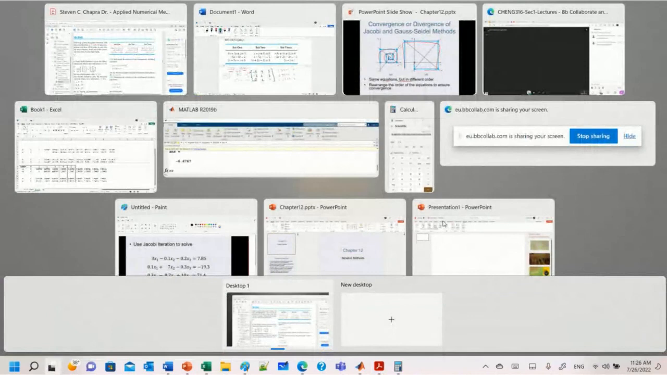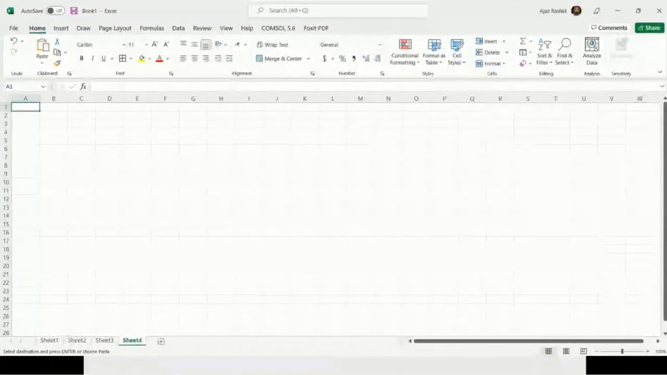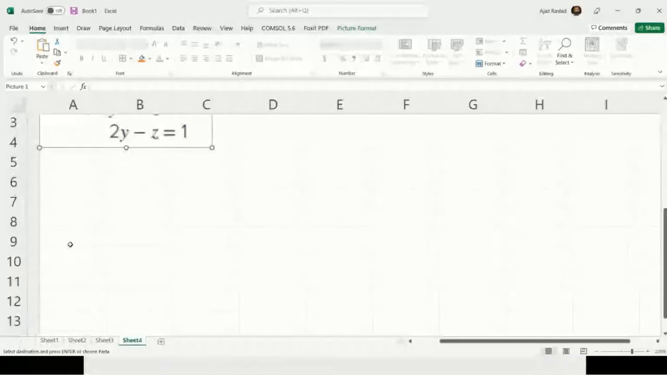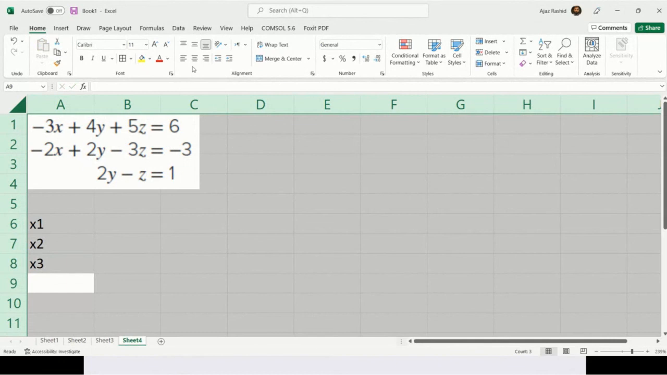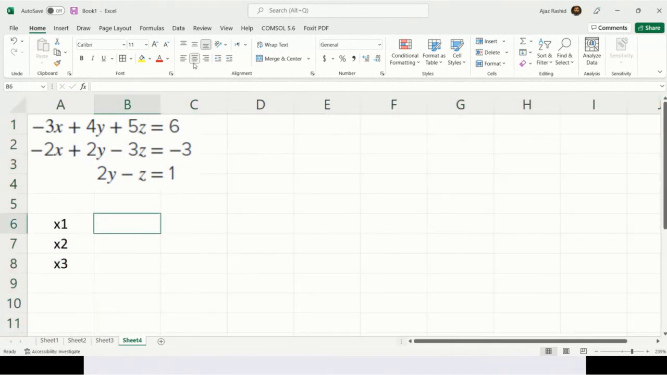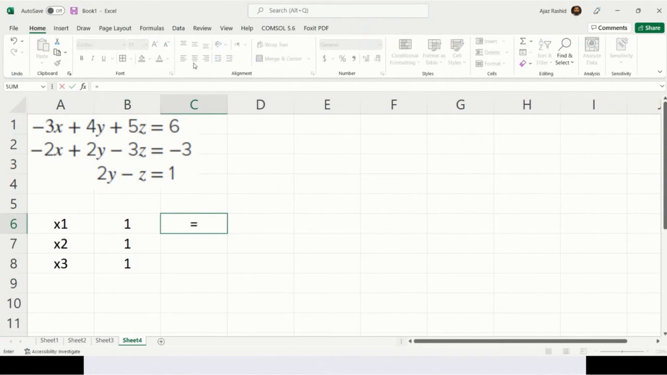We can check in Excel. We have x1, x2, x3. We'll take some initial guesses: 1, 1, 1. So we said we'll use the second equation for x1. So minus 3 minus 2 times this plus 3 times this, divided by minus 2.